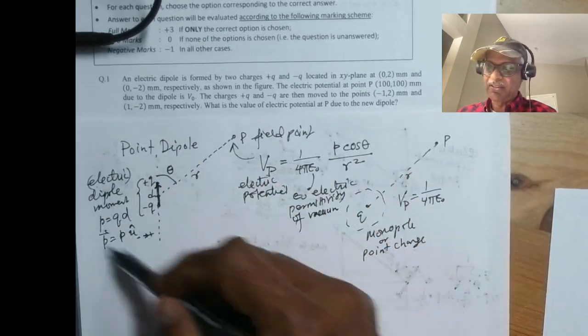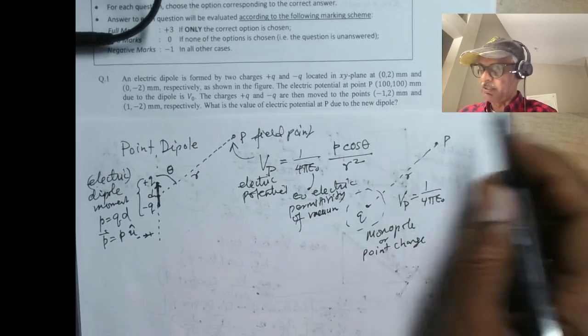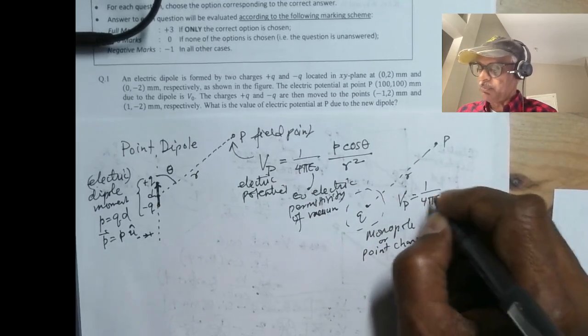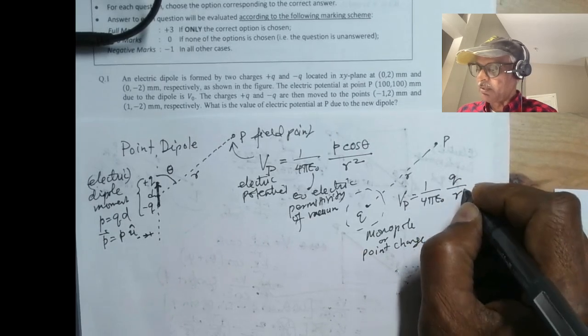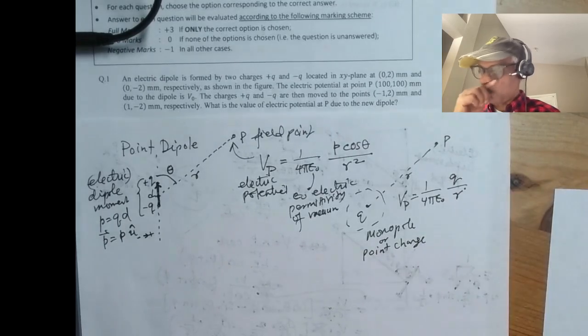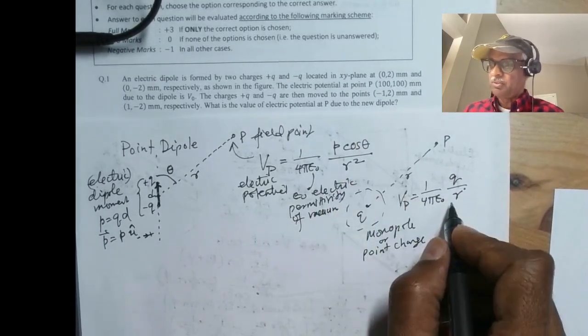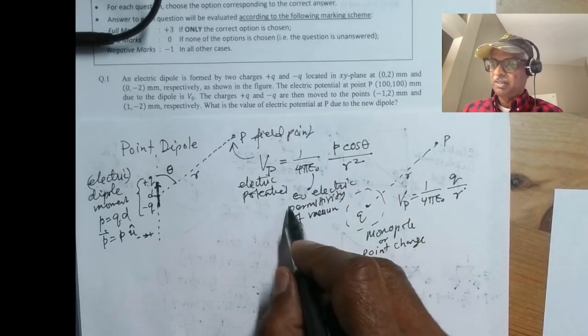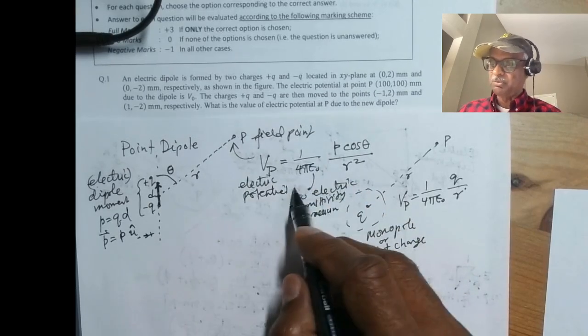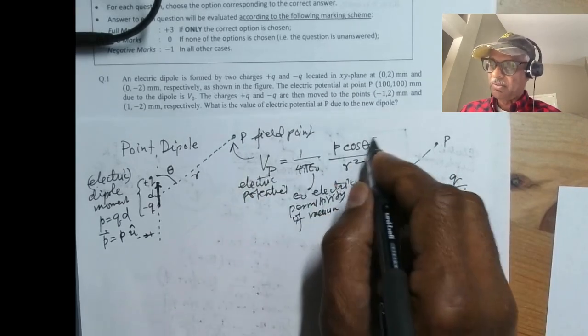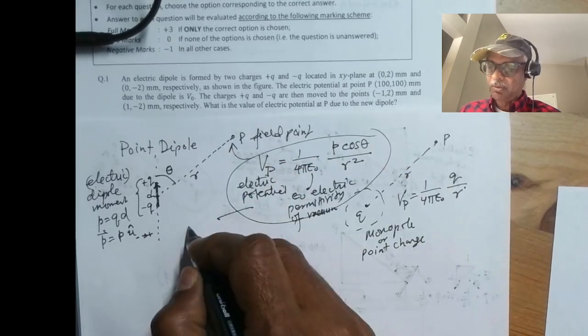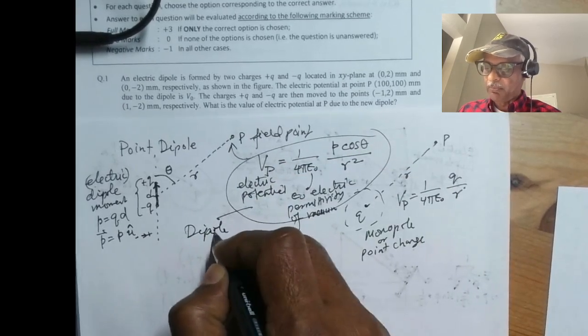I'm assuming there's a vacuum around here. There's a vacuum around here. So this one is Q over R, and this one is R square. So you can see that this one dies out with distance much more quickly than this one. This is called dipole potential.